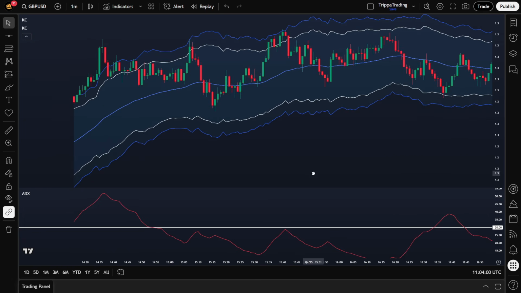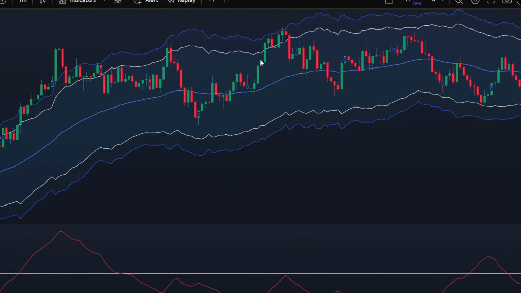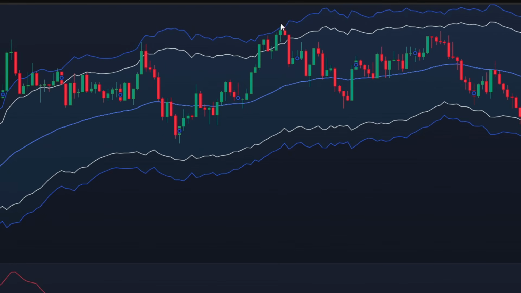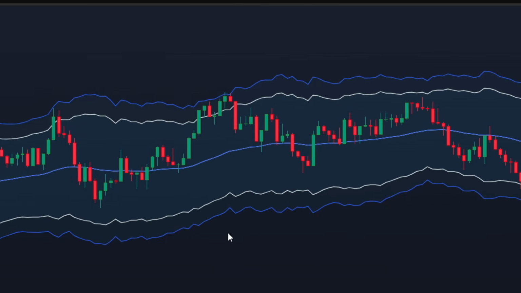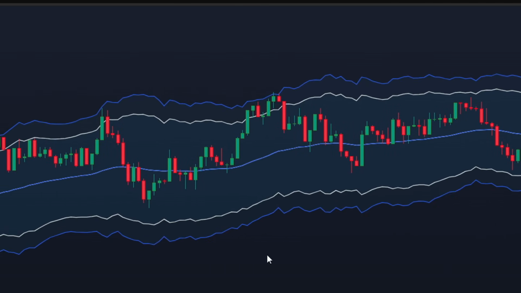We only pay attention when price reaches an extreme level beyond the wider Keltner channel, the outer one. When price touches or moves outside that wider Keltner channel, it tells us the market is stretched and a short-term reversal is possible. But we don't enter immediately. First, price must come back and close inside the inner Keltner channel, the white one. That closed candle inside the white channel is our first condition.